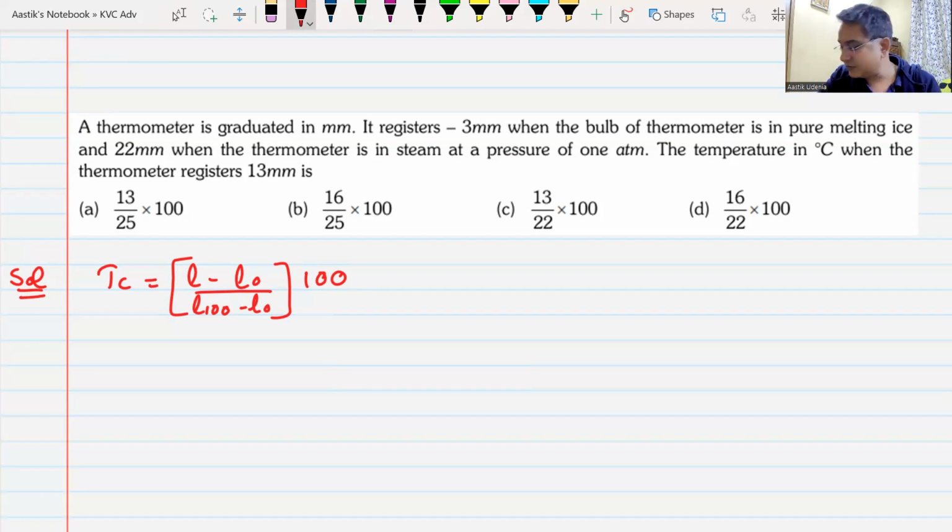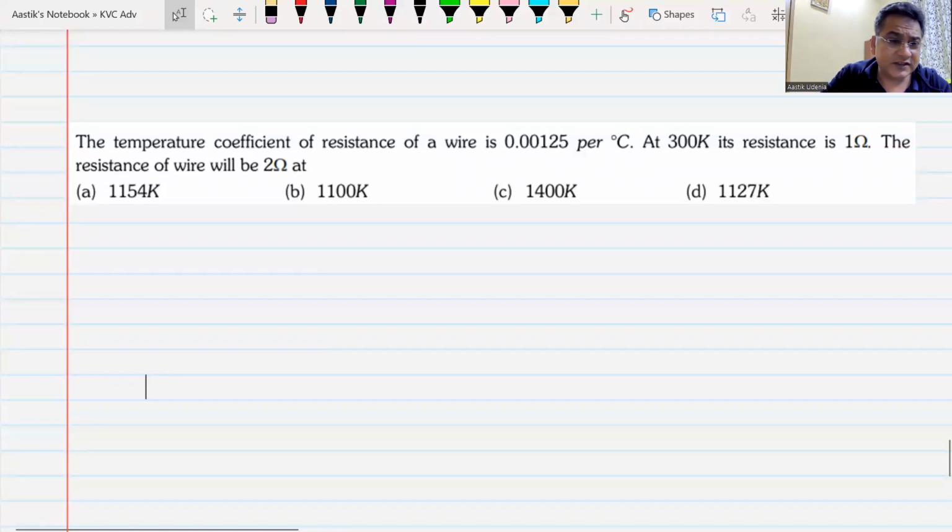Then you can solve this question as well based on the same concept. I'll give you 2 minutes. It's a question on resistance, but we have already seen the formula. The temperature coefficient of resistance of a wire is 0.00125 per degree Celsius. At 300 Kelvin, its resistance is 1 ohm. The resistance will be 2 ohm at what temperature?